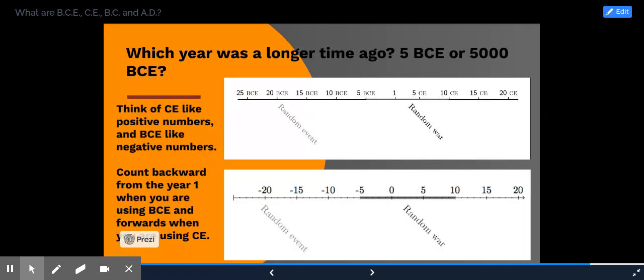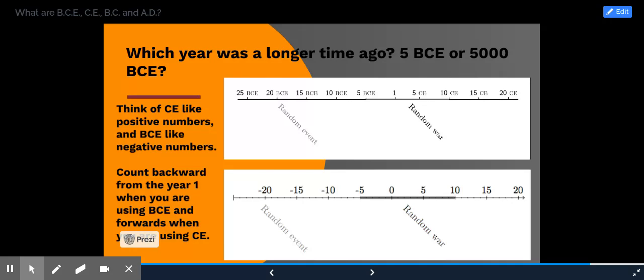All right, so which year was a longer time ago, 5 BCE or 5,000 BCE? So it's easy to say that, oh, the number is bigger, that means it's a year that's more recent, right? It's a bigger year. It's closer in time to where we are now. But think of CE like positive numbers and BCE like negative numbers. This is just like your integers in math class.